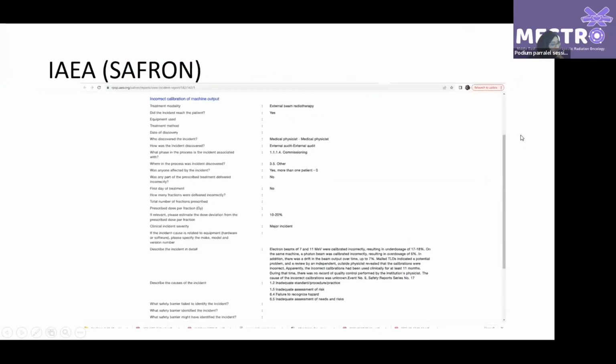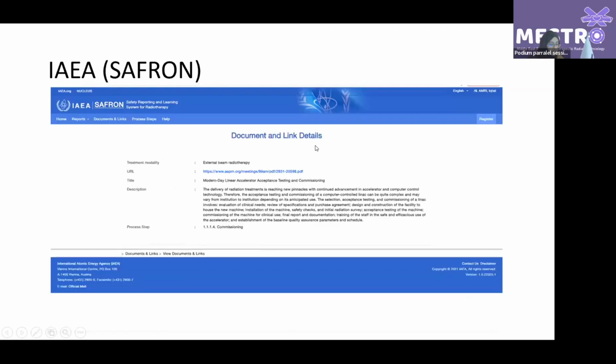This is an example of one incident shown in Saffron. I'll just show this example in order to show you how people can report incidents. They will choose the modality, who discovered the incident, whether anybody is affected, patient affected or not, and there is a description of the incident itself. After that, the website gives you documents or extra details on how to solve or sort out such an incident in the future.